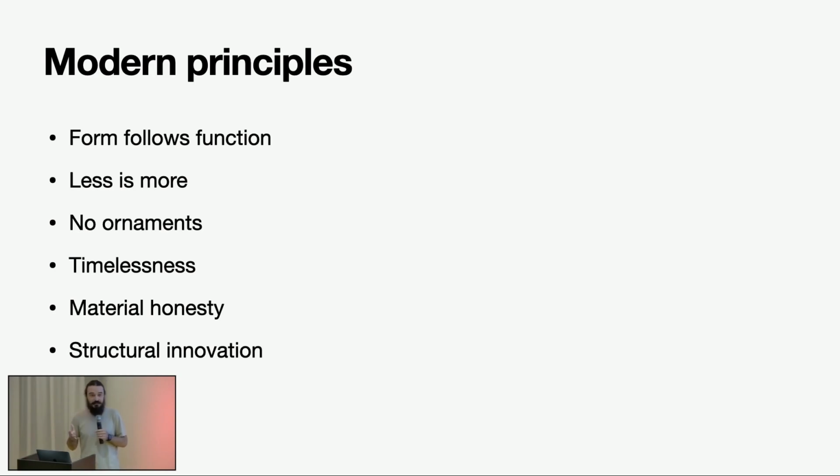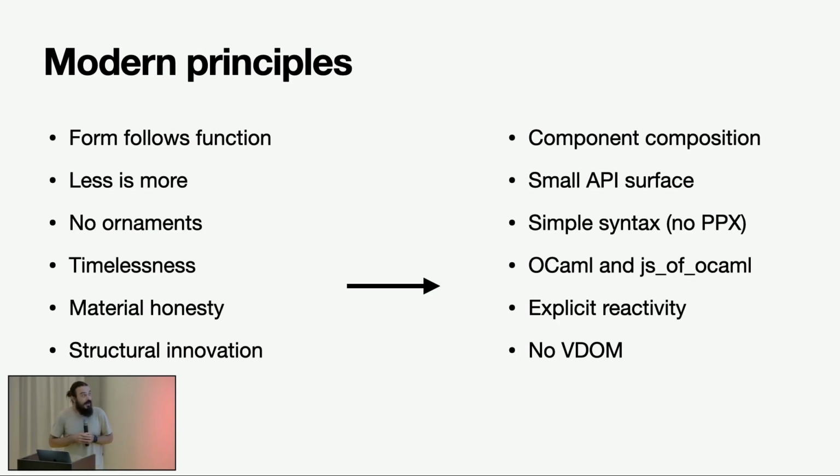And now is the fun bit. What does all of this mean for front-end development in OCaml using signals? So this is my interpretation of that. Form follows function. I think this is all about component composition. We want to make sure that our forms are functional, composable, and they directly reflect the purpose of our program. Less is more. We want to keep our API surface really small, just the essentials. No extra stuff. No ornaments. Forget about all that complicated syntax, PPXs, MLXs, JSXs, I don't know. Let's just use the language.